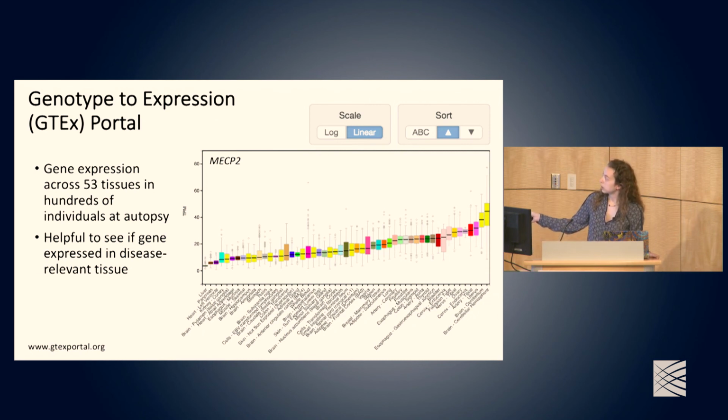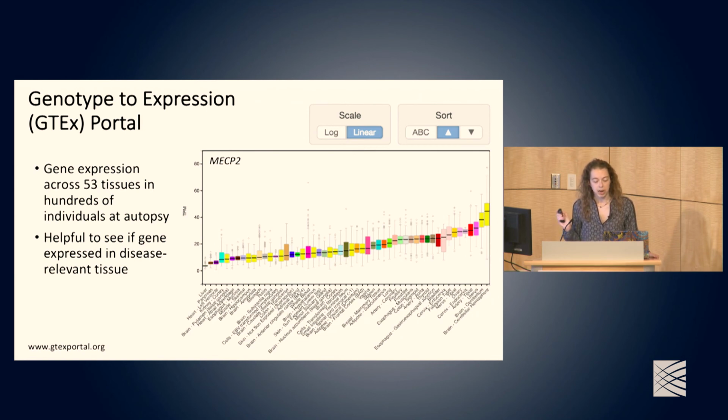And then what you see here is I've put these in order, so you can sort them alphabetically or in order of expression. There are some other features through other menus at the top that you can use. You can just see, brain is in yellow here, and it's highly expressed in certain regions of the brain, but it's pretty well expressed across all the tissues I look at.